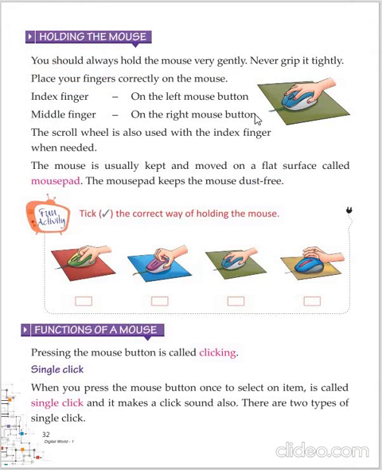Now let's see how you can hold the mouse gently. So, first you put your index finger on the left mouse button and middle finger on the right mouse button. For scroll wheel, we can use the index finger whenever we need the scroll wheel.